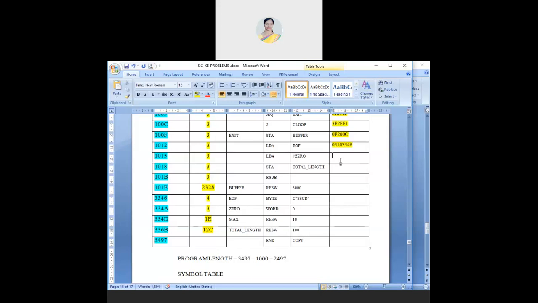Okay, next. LDA 0. What is the value? Is it PC relative or base relative? Ma'am, in LDA EOF, shouldn't we change the length also? Okay, yes, you can change. You have to change this as 4. Later the assembler will change.